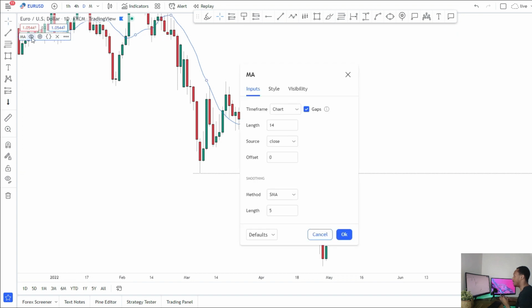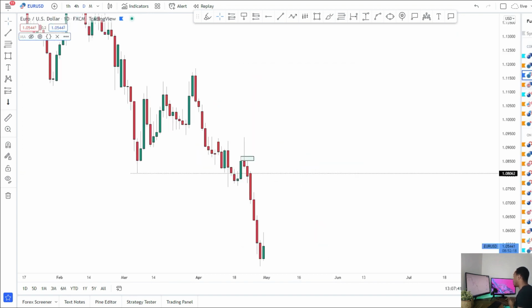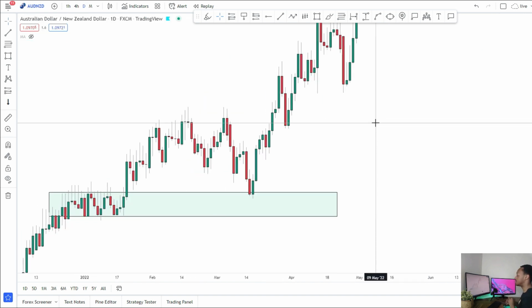So let's take a look at our second example. We've got AUDNZD, strong pattern. Now this is using the daily time frame and the weekly.